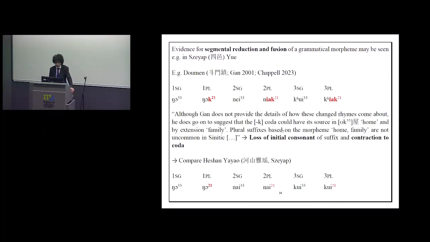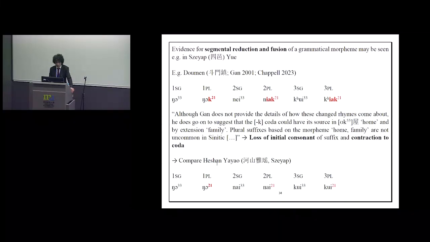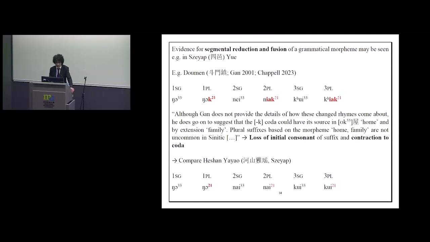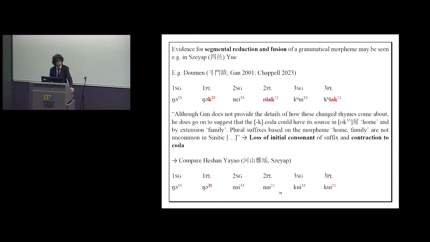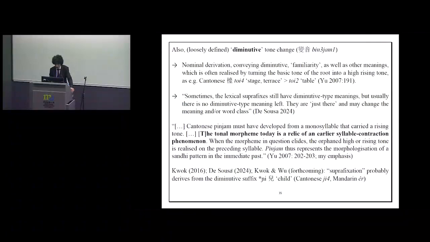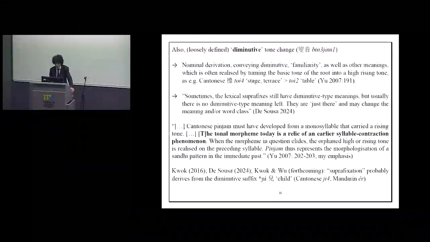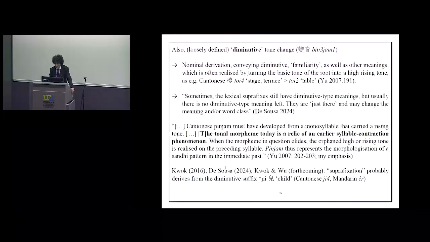What is interesting is that if you compare other Seiyap varieties like Hexiang Yayao, what you see is that you don't get these segmental additions, but you get the same tone for the plural. So this became an established marker of plurality in pronouns, this particular tone contour. Okay, so I also want to talk about this diminutive tone change, but obviously I don't have time for that. So I'll just jump to the conclusion.